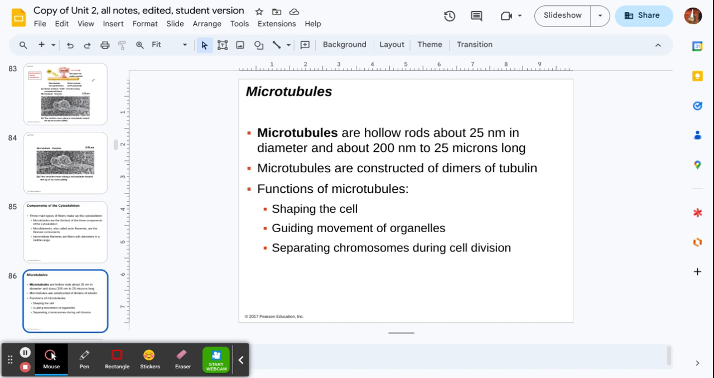Okay. It is important, though, to know that these guys are hollow rods. And their job is to give the cell its shape. It also helps to move things around, so it helps movement of organelles, as well as helping chromosomes divide during cell division or to separate during cell division.